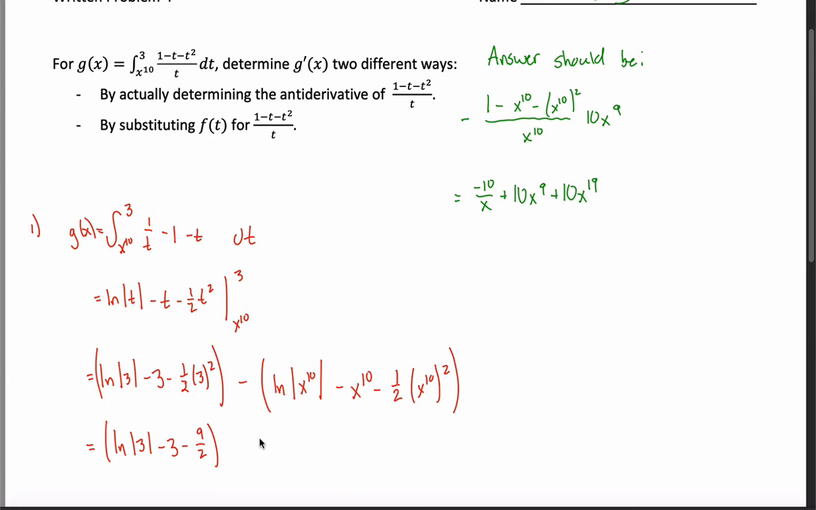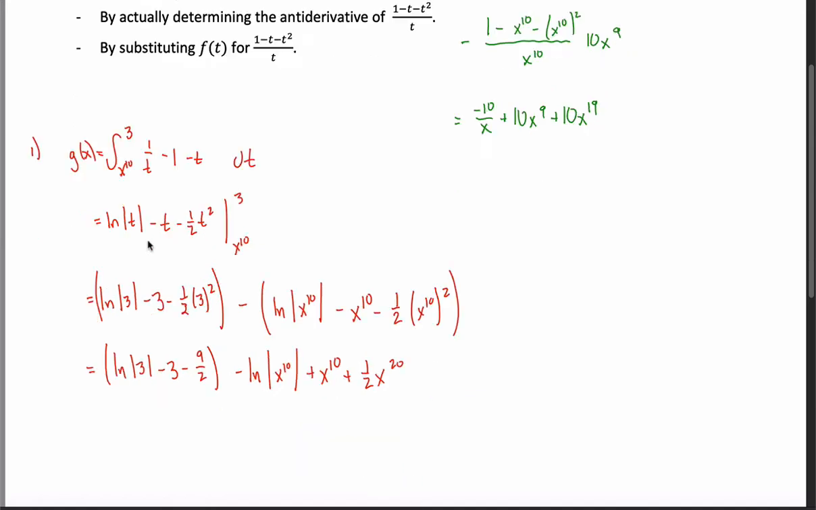But for this term, maybe I'll distribute the negative through, and I'll call this x to the 20th power. So I got negative natural log of the absolute value of x to the 10th plus x to the 10th power plus 1/2 x to the 20th power. I now have a better form of this function g of x written right here. And when I say better, I mean easier to take the derivative of.